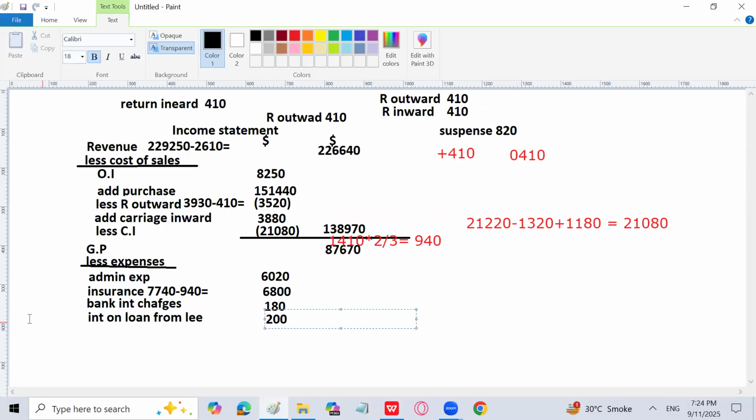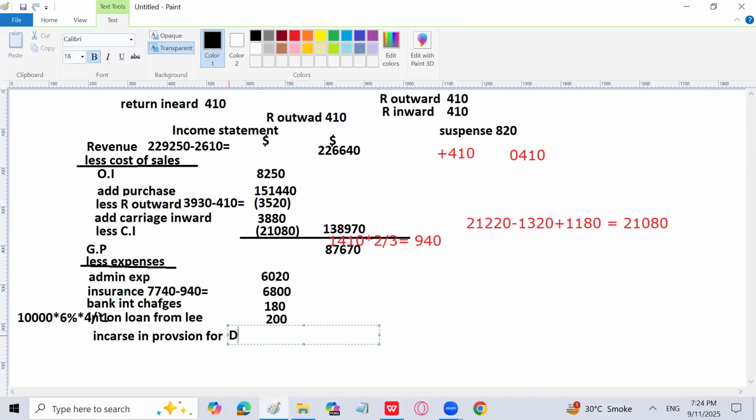If you want to show the calculation, you can show that also. 10,000 multiplied by 6% multiplied by 4/12. You will get it. Next is increase in the provision for doubtful debts. Yeah, increase in allowance for doubtful debts. Whatever you want to write, you can.